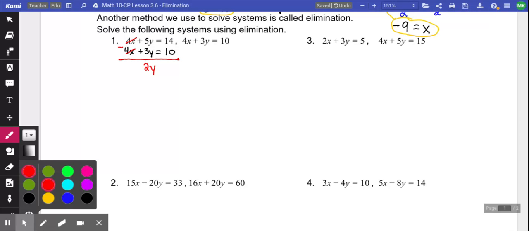The equal sign stays in the exact same spot. So it's still right here. You then go 14 minus 10 is 4. And if you've done this properly, you now have an equation with only one letter.